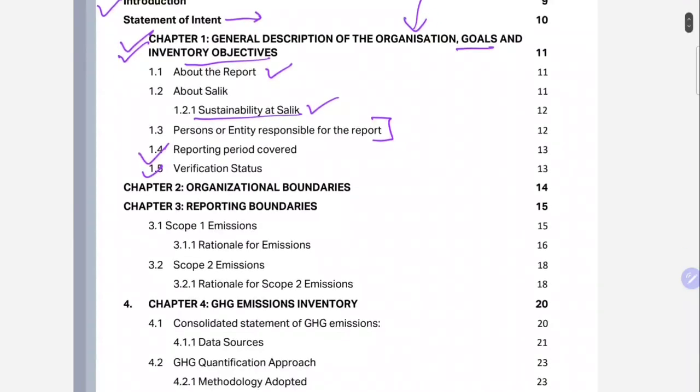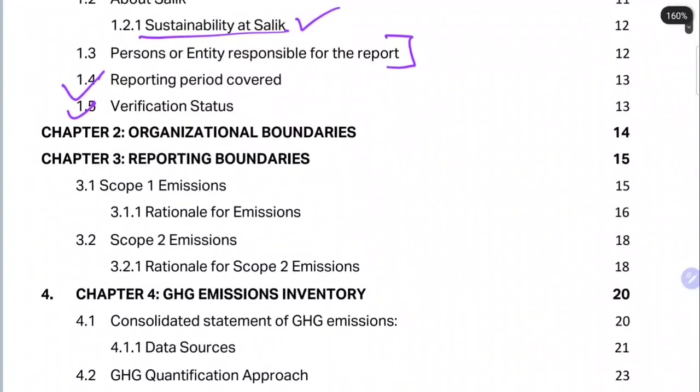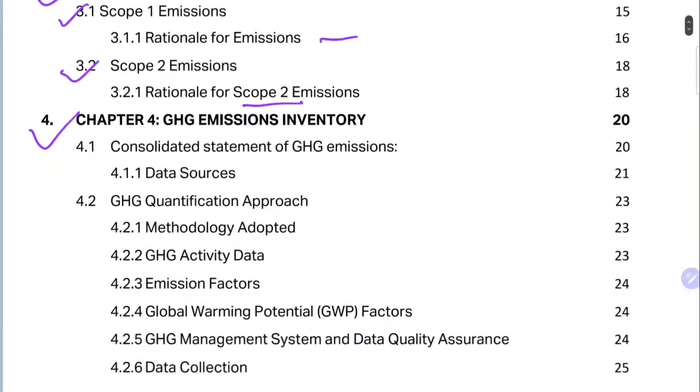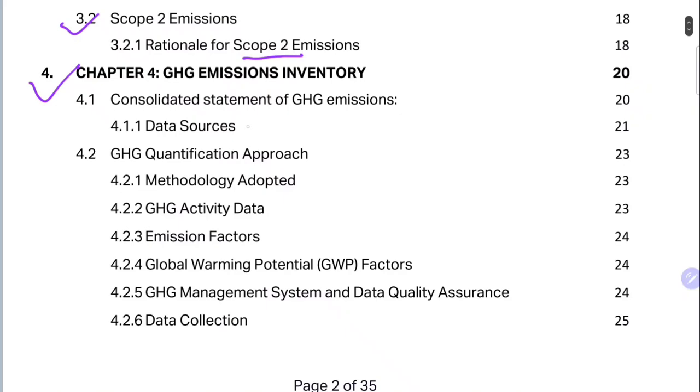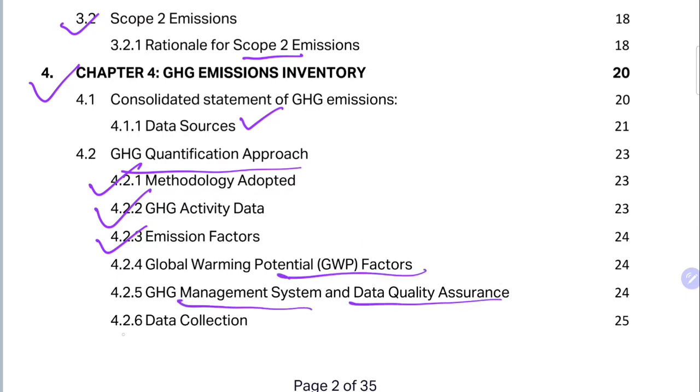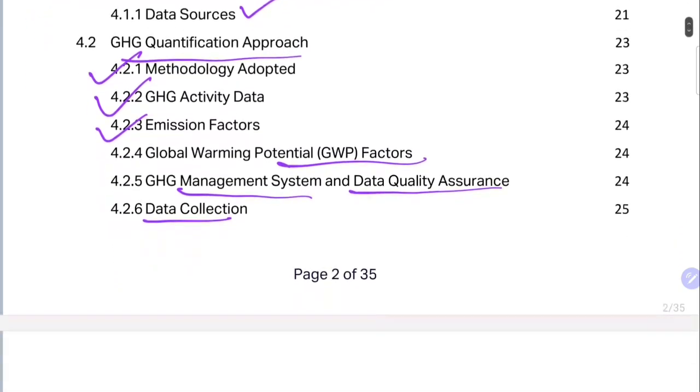Okay, so roles and responsibilities we'll be talking about, reporting period covered, and verification status. Okay, in the next chapter, chapter number 2, we will see the organizational boundaries. Chapter 3 is about the reporting boundaries, like scope 1 and scope 2 is covered here. What is the rationale for emissions of scope 1 and then for scope 2 also. Then chapter 4 is about the GHG emission inventory, where we will see the consolidated statement of GHG emissions, what the data sources for this emission data are, and the quantification approach adopted, like what methodology is used, GHG activity data, what the emission factors and GWP factors were, and the management system for GHG and data quality assurance, how the data was collected. Okay, we will come to know about it.